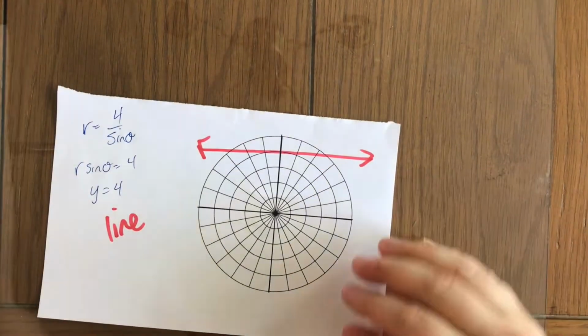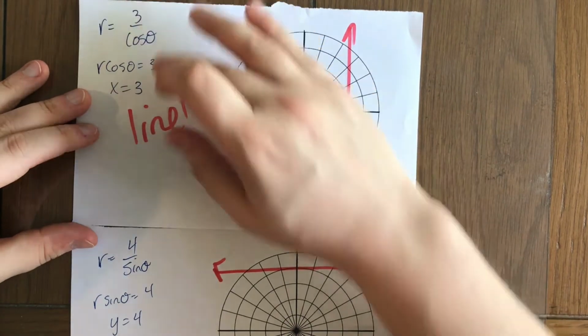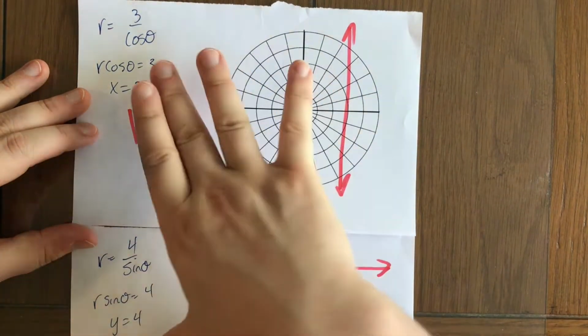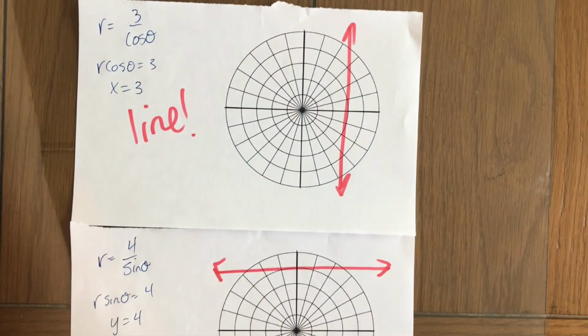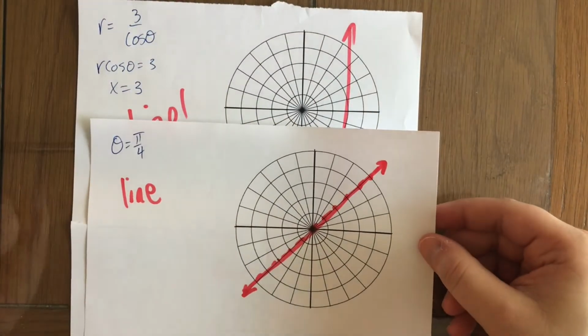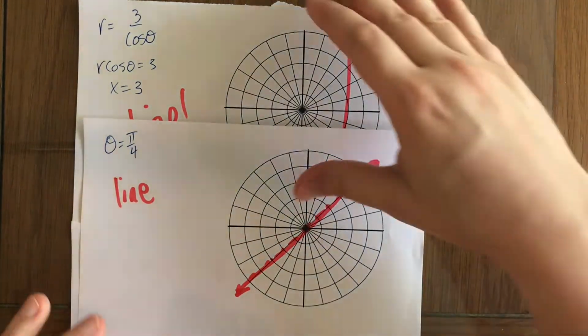So to kind of summarize here, we have these two main cases, a number over cosine or a number over sine. Those are both going to be lines, depending if it's cosine or sine, whether it's vertical or horizontal. And if we have theta equal to a number, that's going to be a line through the pole, extending infinitely.